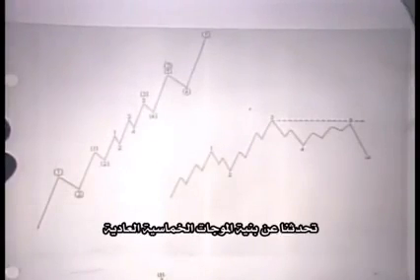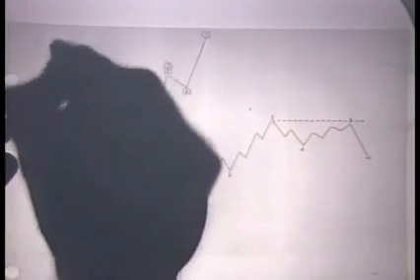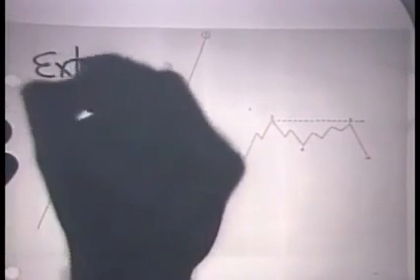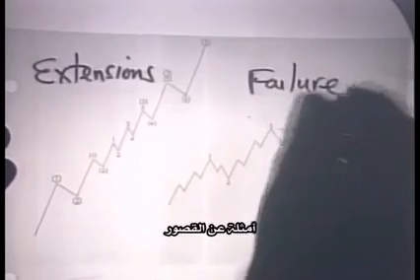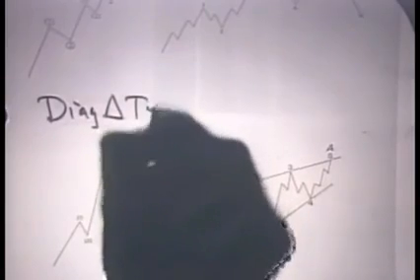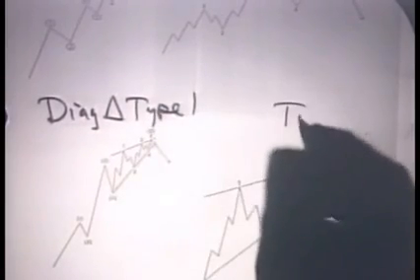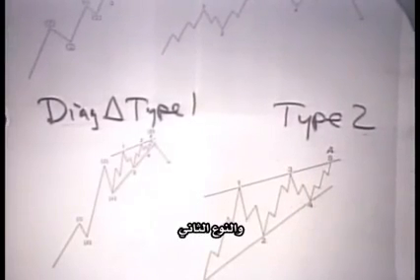And there's the summary. Talked about normal 5-wave structures. Extensions. It's an example of a failure. And then diagonal triangle type 1 and type 2. This is page 248.